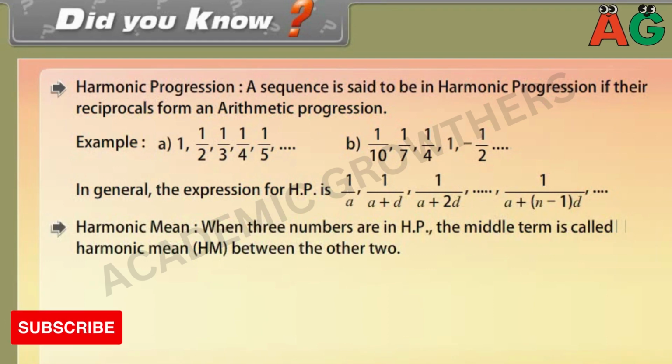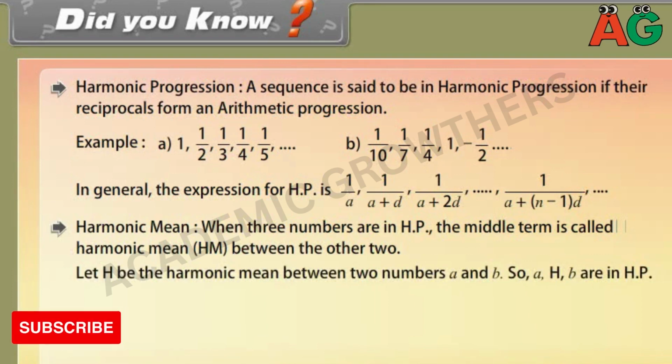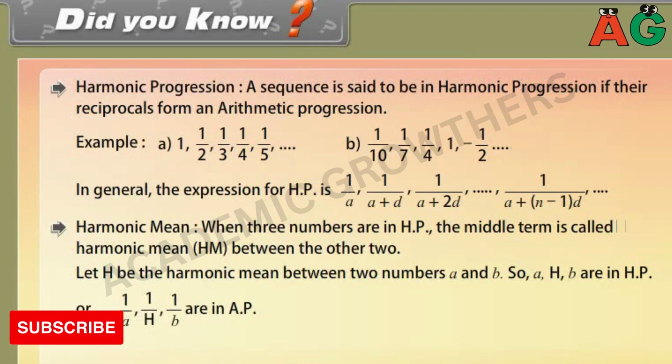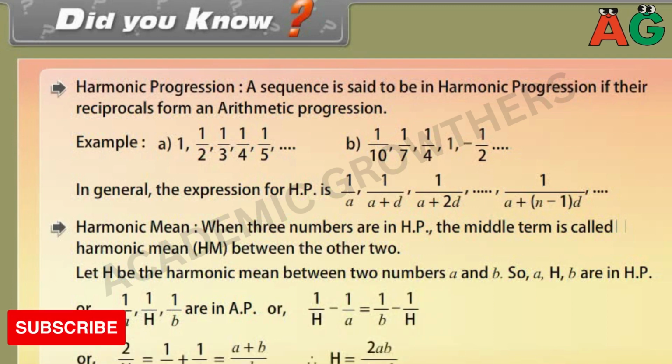Harmonic mean. When 3 numbers are in HP, the middle term is called the harmonic mean between the other two. Let H be the harmonic mean between 2 numbers A and B. So, A, H, B are in HP, or 1 by A, 1 by H, 1 by B are in AP. Therefore, H is equal to 2AB divided by A plus B.